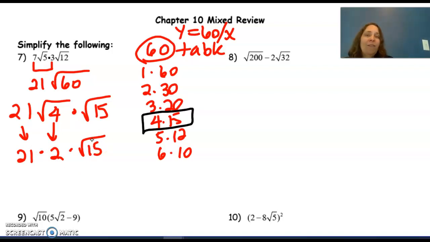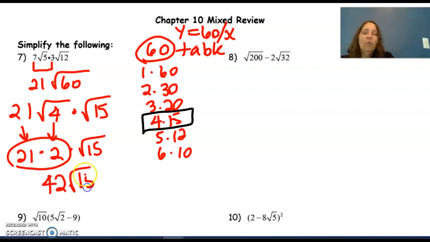15 is 3 times 5. Neither one of those is a perfect square. That's as good as we can get. So just combine the terms that are out front. 21 times 2 is 42, and our final answer would be 42 times the square root of 15. Now we have only one number out front, one number under the radical, and 15 is considerably smaller than 60.